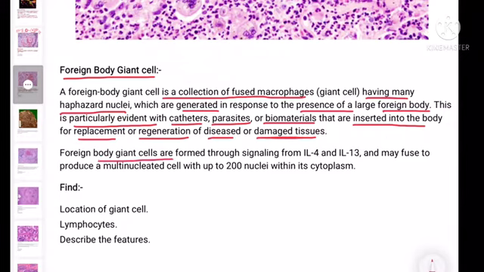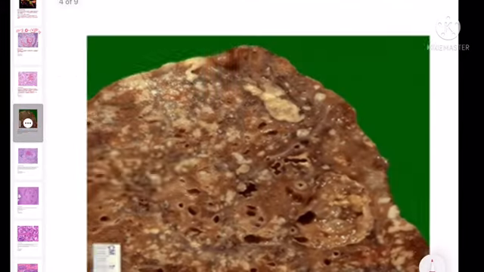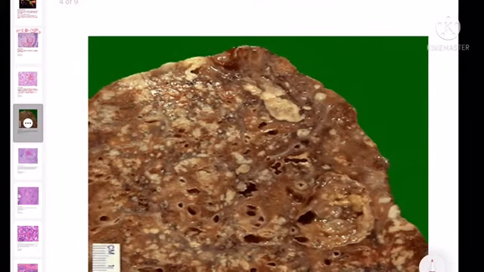The foreign body giant cells are formed through signaling from interleukin 3, interleukin 4 and interleukin 13. These are responsible for the formation of giant cells and may fuse to produce multinucleated cells with up to 200 nuclei within the cytoplasm. So it was about the foreign body giant cell.